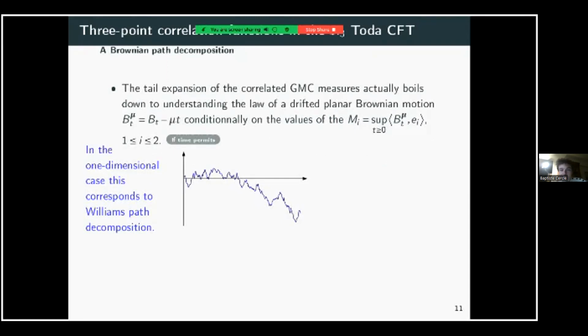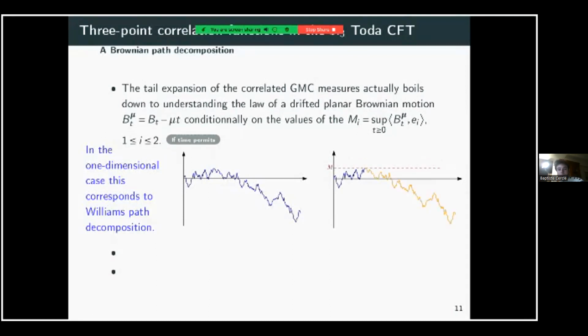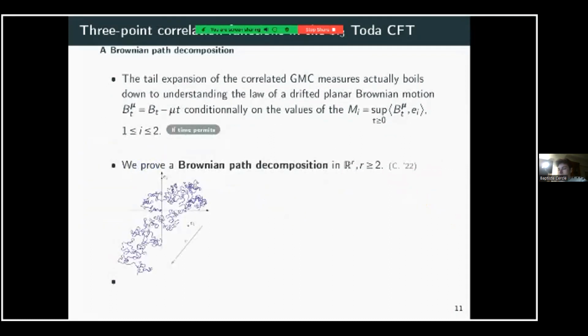Williams path decomposition says that this Brownian motion can be sampled by first sampling the maximum M of this process with respect to its marginal law, and then sampling two independent processes: first, a Brownian motion with opposite drift until it reaches M, and then a Brownian motion conditioned to stay below M. You can actually do the same in higher dimension, and you end up proving a Brownian path decomposition, which takes the following form.